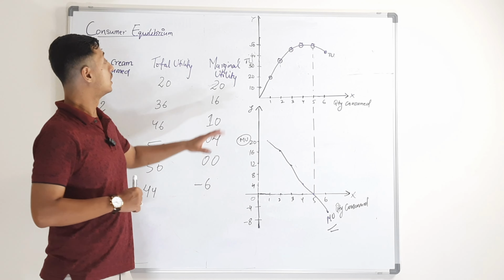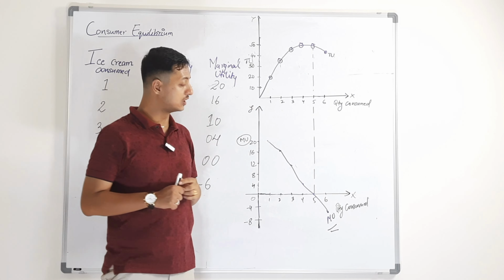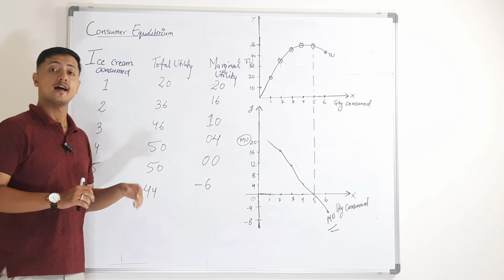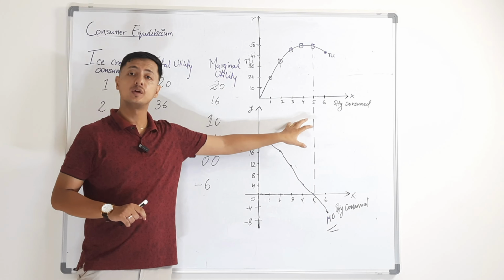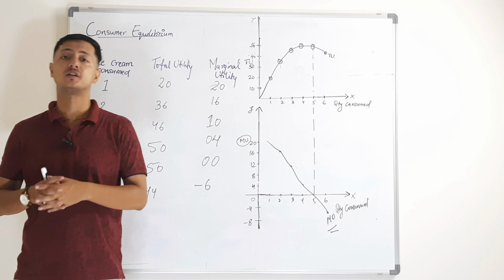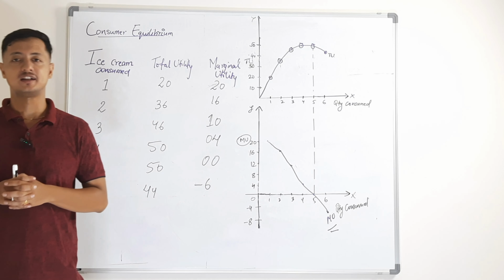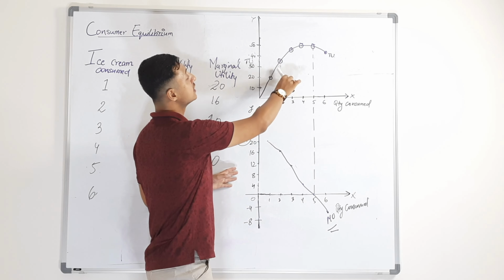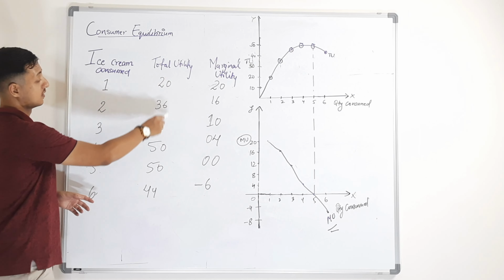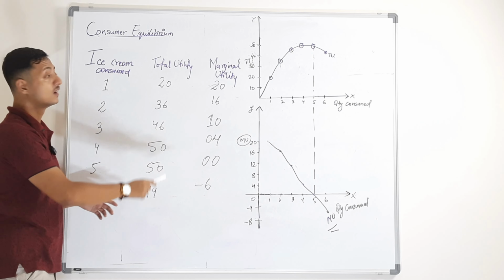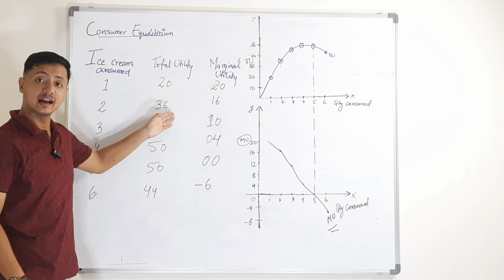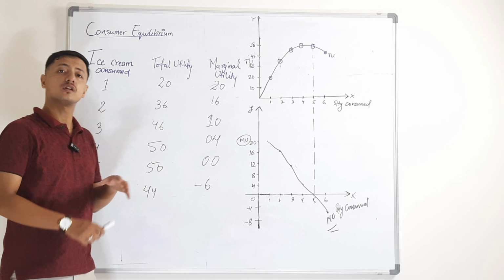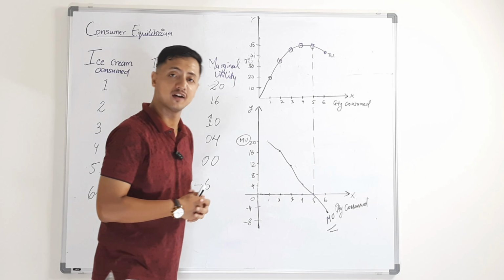Now the relationship between total utility and marginal utility. With the understanding of this schedule and the graph, we can easily derive the relationship between TU and MU. It's very easy now. Let's see. When total utility is increasing at a decreasing rate, see, it is increasing but at a decreasing rate. First 20, then 16, then 10. So it is no doubt increasing, but at a decreasing rate.